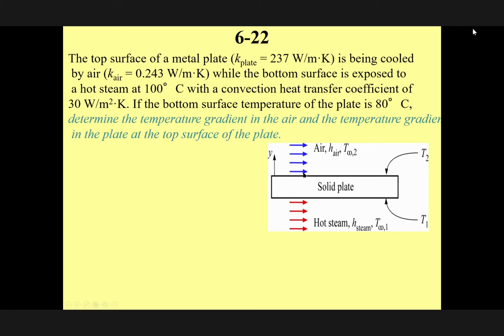The top surface of the plate, the conductivity is given, is being cooled by air, while the bottom surface is exposed to hot steam at 100 degrees with a convective heat transfer coefficient of 30. Therefore we know this value here, and we know this value here. This is mentioning the steam: the temperature of the steam is 100 degrees, and the heat transfer coefficient is 30. If the bottom surface temperature T1 is 80 degrees, we are asked to determine the temperature gradient.